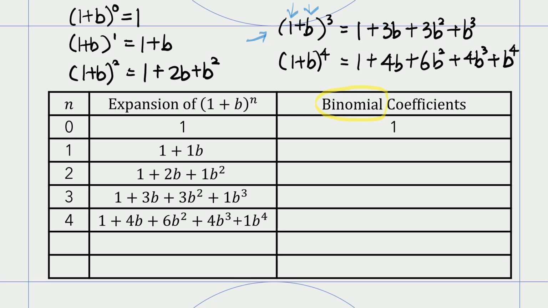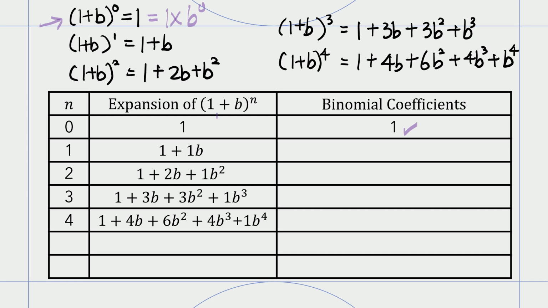What does the word coefficient mean? Coefficient means the number in front of your variable. If you look at the first example, when n is equal to 0, anything to the power of 0 is 1. So where is the variable? Actually, you can write 1 as 1 times b to the power of 0. So the coefficient in front of b to the power of 0 will be 1. That's why we have a 1 there on the second row, third column.